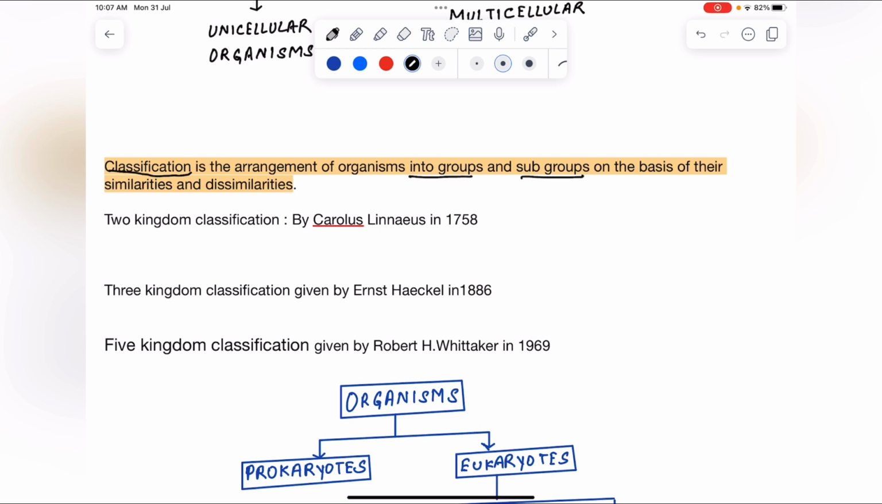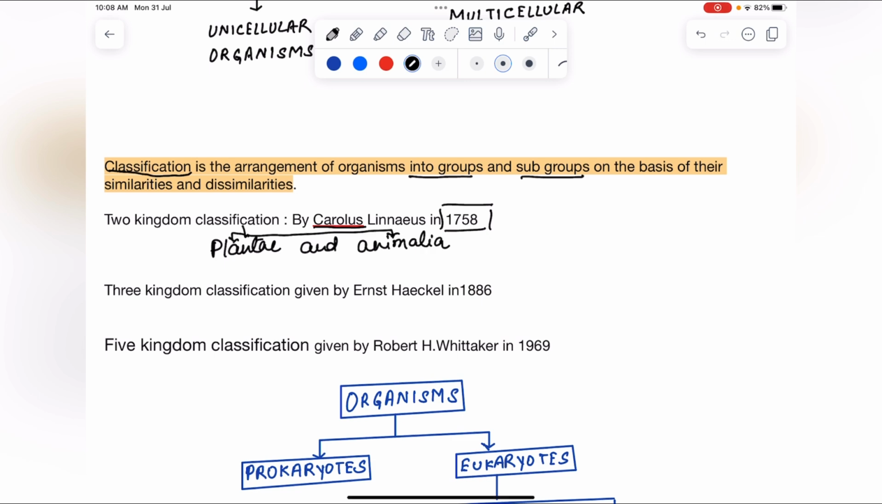Two kingdom classification was given by Carolus Linnaeus in the year 1758. So, he is called the father of classification. He gave the two kingdom classification, in which he classified organisms into the animal kingdom and the plant kingdom: kingdom Plantae and kingdom Animalia.